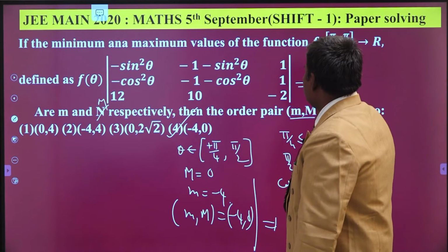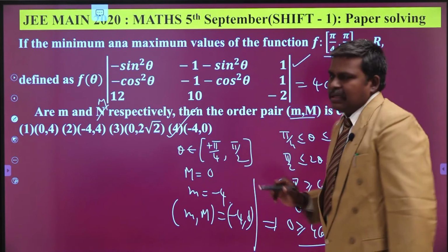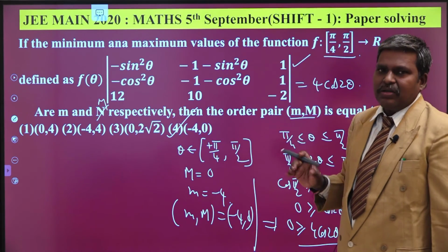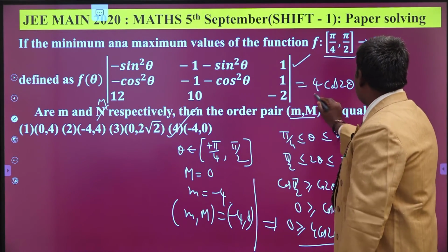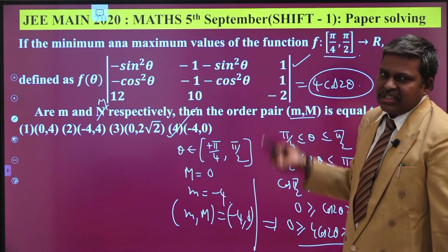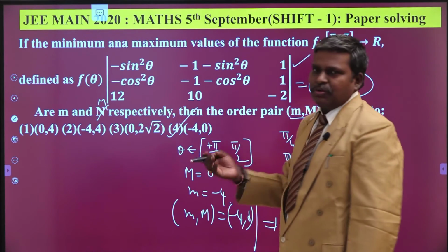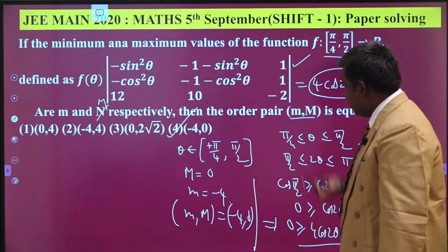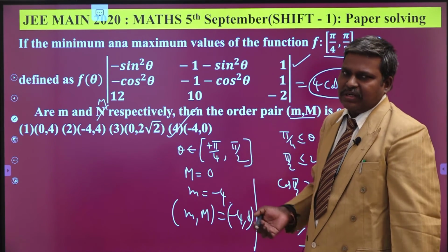Very simple question. You have to apply the technique of row or column operations to simplify the determinant. You get the value, that is 4 cos 2 theta. Without using the operations, you may expand this, but it will take a little bit more time. So after getting 4 cos 2 theta, you write the range for that. Understand? Okay.